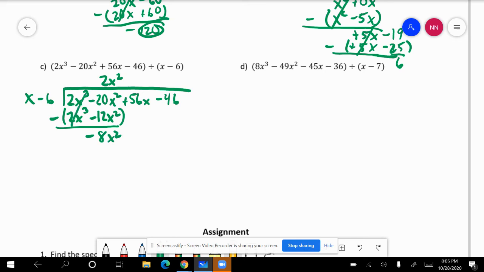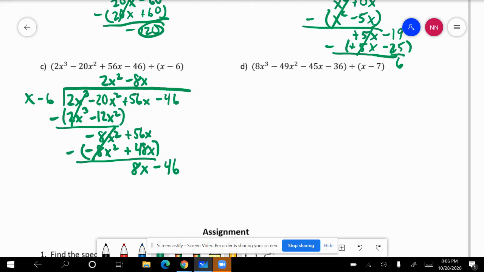First terms cancel again. We bring down the 56x. X goes into -8x squared, -8x times. -8x times x is -8x squared. -8x times -6 gives us positive 48x. We're going to subtract. First terms cancel. What we get is 8x and then minus 46.